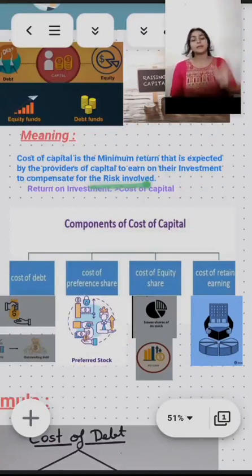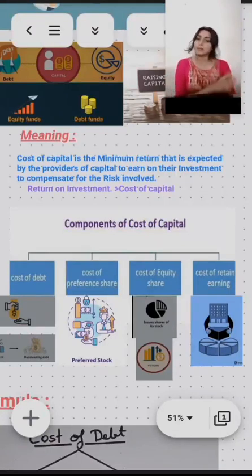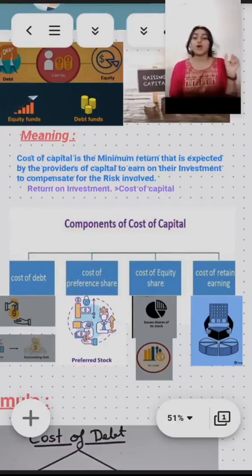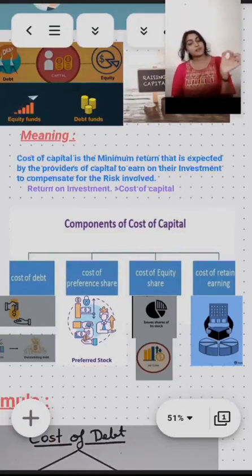Debt providers have lent money to the company and have taken a risk in lending the money, whereas equity investors have made investments in the company, and it is also a risk because they don't know how the company is going to perform. So always the return on the investment should be greater than the cost of capital. If a project or investment's return is greater than the cost of capital, then such an investment or project is economically viable.